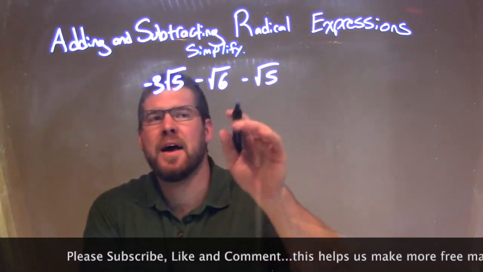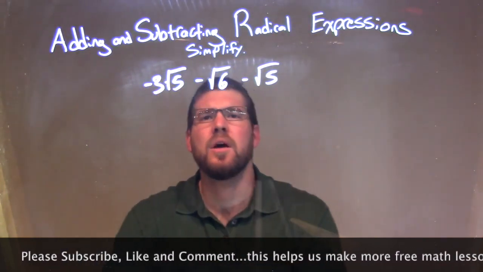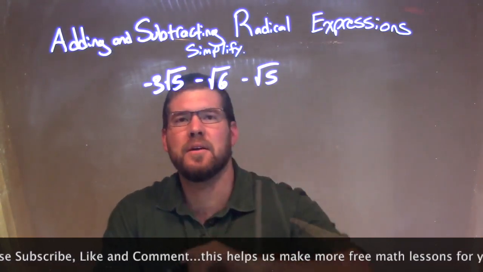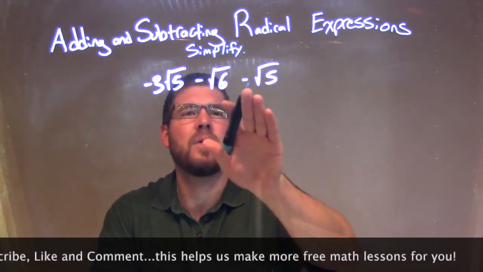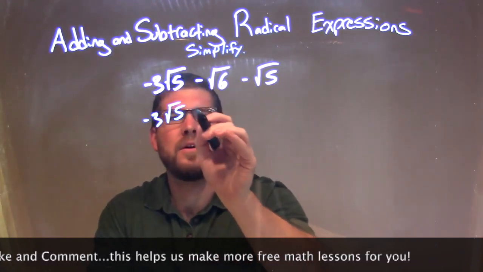So after that, I see the square roots of 5, so I can combine them together. We can either A, try to rearrange this, or B, try to do it from here. I'm going to rearrange it, so I'm going to bring the minus square root of 5 over here, so we have negative 3 square root of 5.